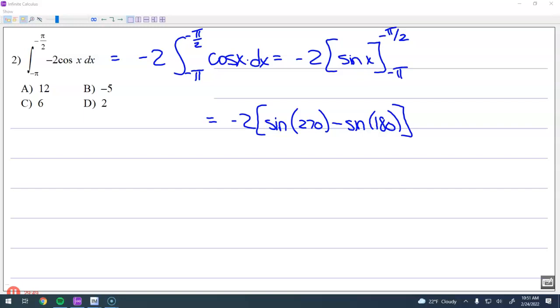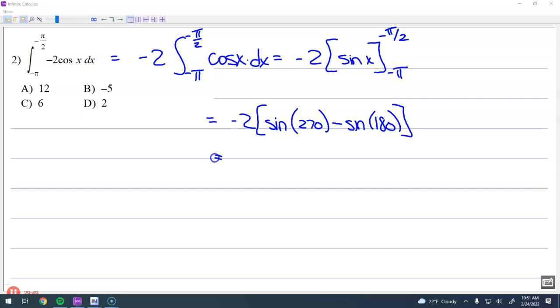Then I got to plug in these two numbers. And when I went to plug them in, my brain works in degrees. I think probably most people here, brain works in degrees better than radians. But you can do whatever you want. But negative pi over 2, I was like, okay, that's down there. That's 270. That's easier for me to process. And then negative pi is over here, so 180 is easier for me to process.